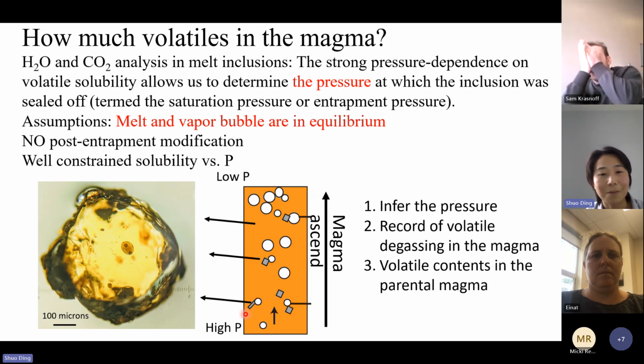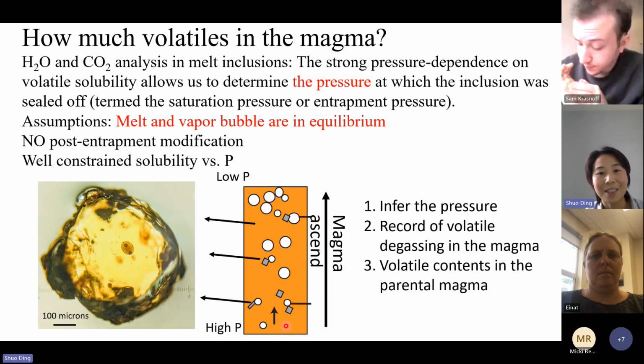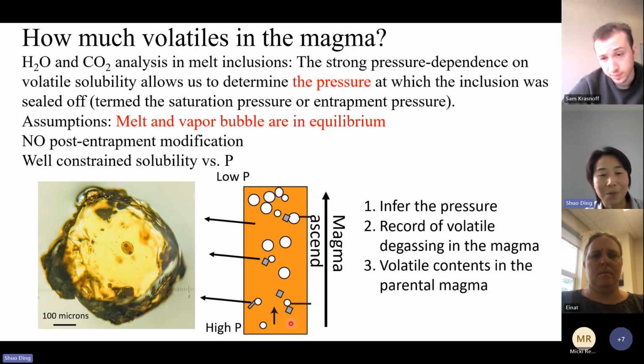And some of the melt inclusions could even be entrapped really, really early, at which time the magma has experienced very little degassing. Then that melt inclusion would give us the initial content, or how much volatile that parental magma contains. So all these are really nice, but it's an ideal case of using melt inclusions, and there are some assumptions.